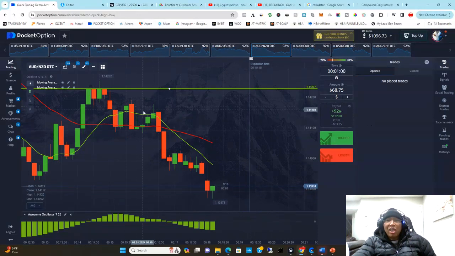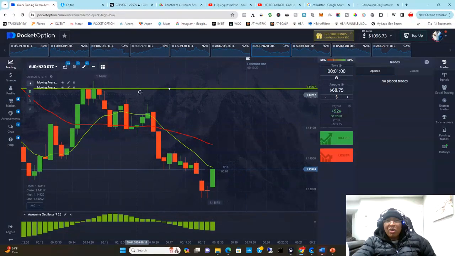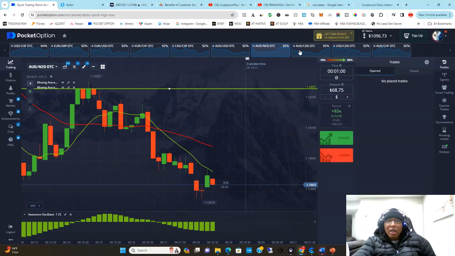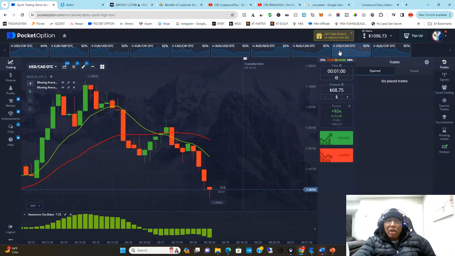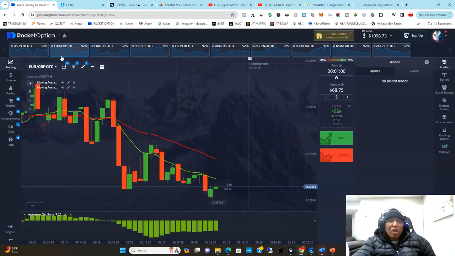68.75. So you can see this is more of a downward bias. You can see that because there's a strong ceiling here, and this is just going down. Okay, let's look for another setup where we can recoup our loss and make a profit. That's what we are looking for.